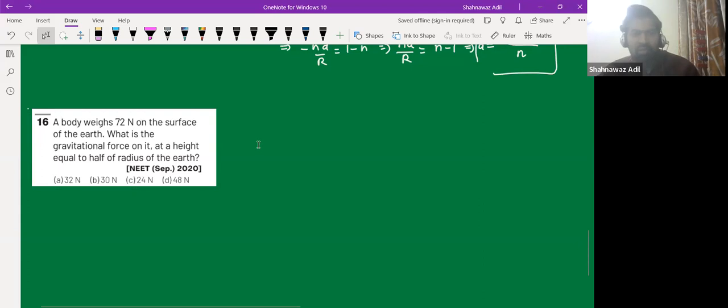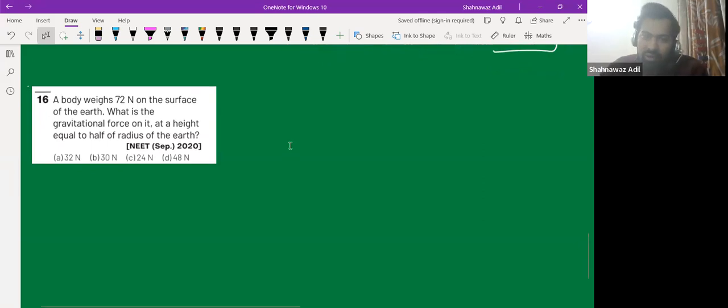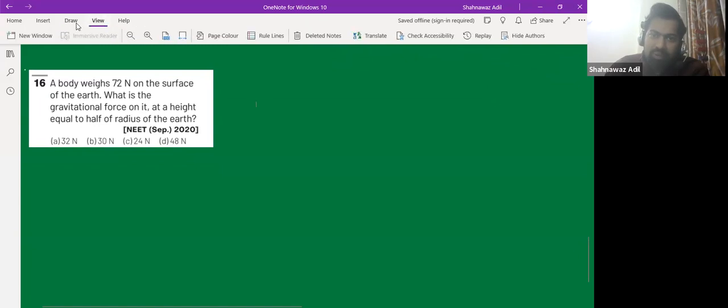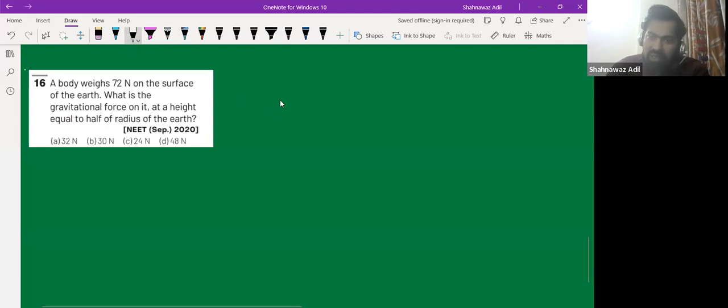A body weighs 72 Newton on the surface of the Earth. What is the gravitational force on it at a height equal to half of the radius of the Earth? So they have given at the surface of the Earth, the object is here.